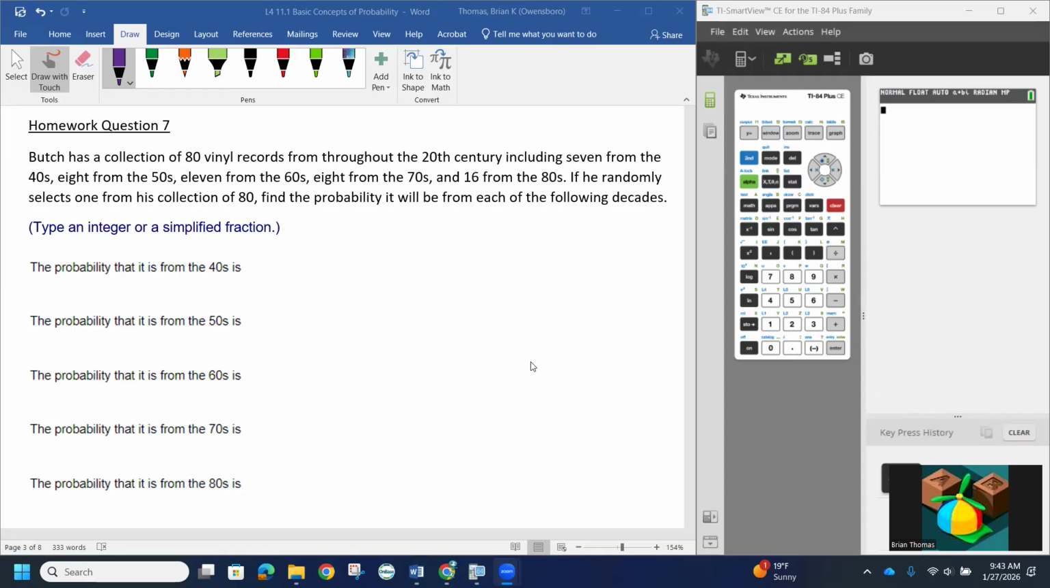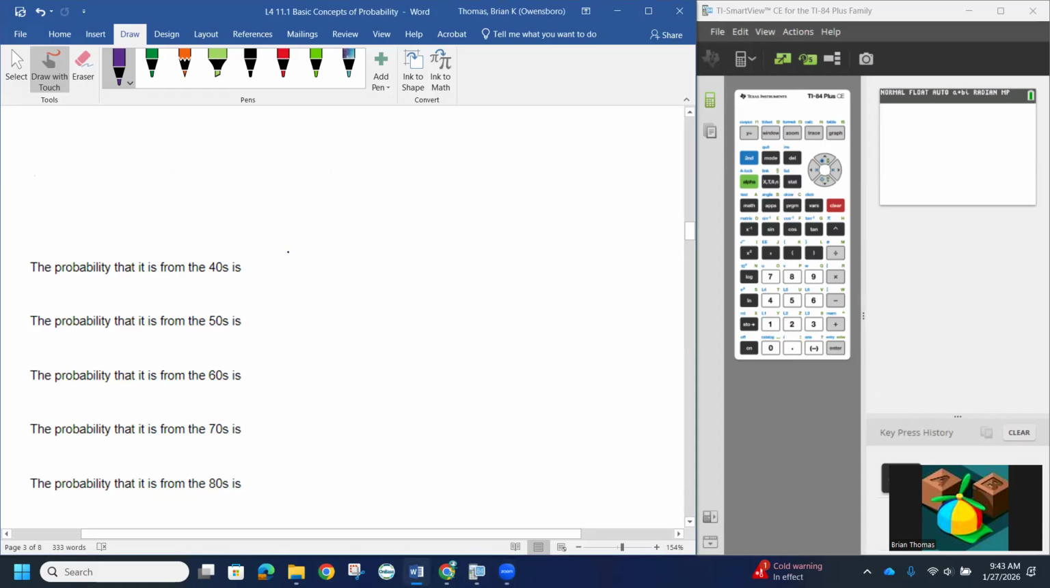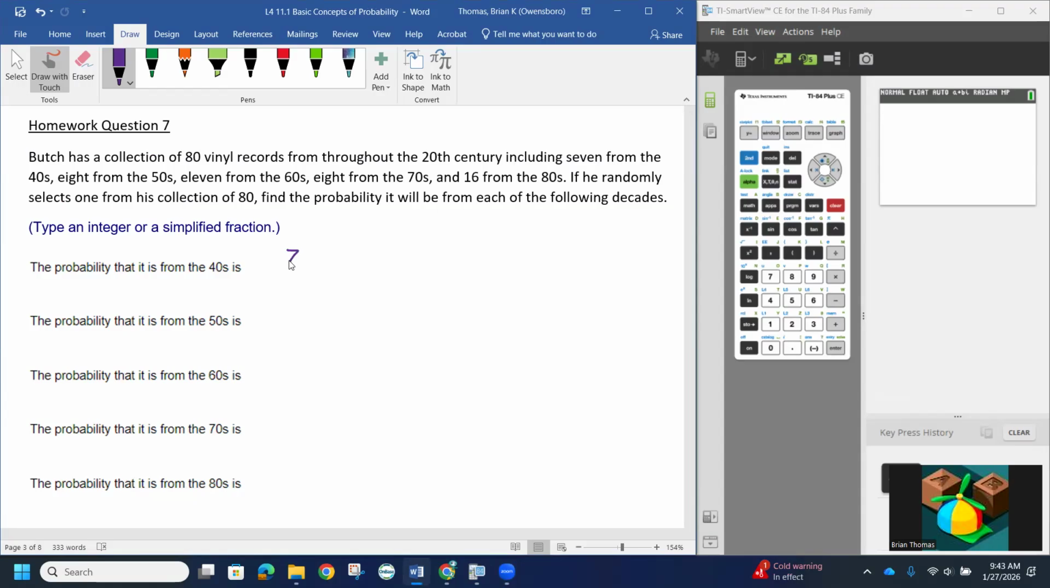So in the 40s, notice how we have seven from the 40s. So the favorable outcomes is going to be 70. I'm sorry, seven. There's seven from the 40s, and there are 80 records to choose from. So he has a 7 out of 80 chance of getting something from the 40s.